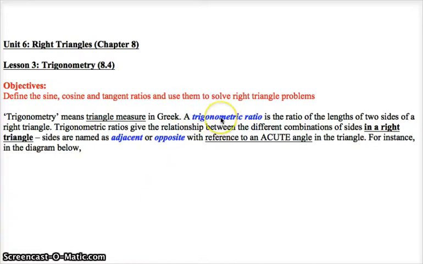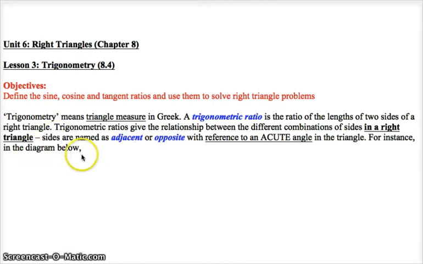So, a trigonometric ratio is the ratio of lengths of two sides of a right triangle. Now think about that. Two sides of a right triangle could be the two legs, or it could be the hypotenuse and a leg. So it's not as easy as it sounds when you first read that. Trigonometric ratios give the relationship between the different combinations of the sides in a right triangle. This whole unit is called right triangles, so we are still just talking about right triangles. Sides are named as adjacent or opposite, referenced to an acute angle.